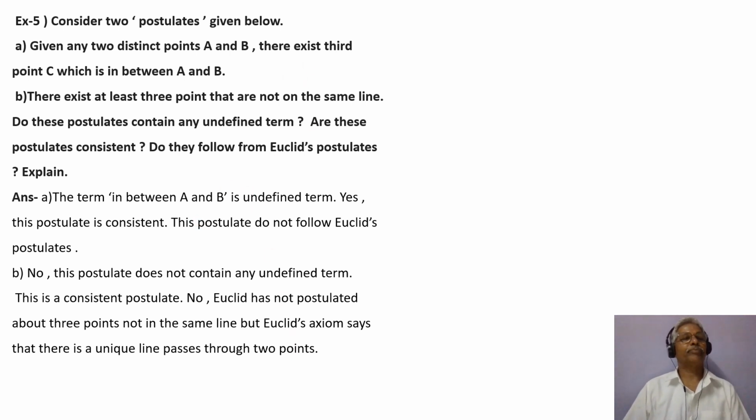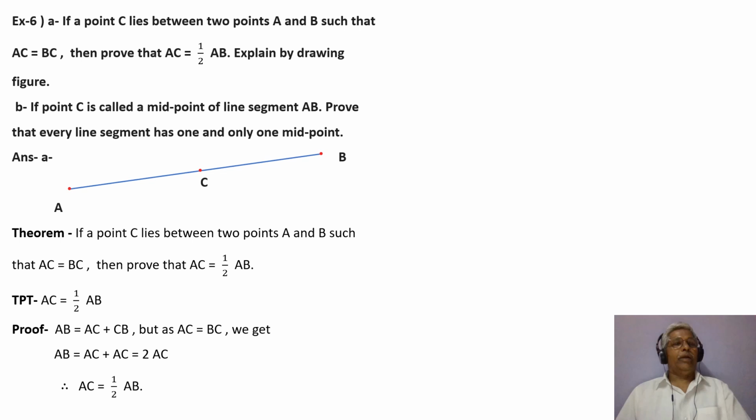And the sixth one, A: there are two parts in this. We will solve one by one. First one, A: if a point C lies between 2 points A and B such that AC equals BC. Look at this figure.